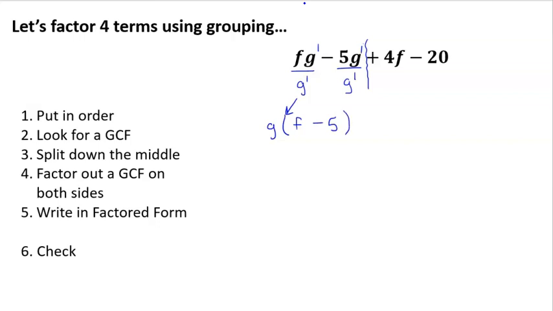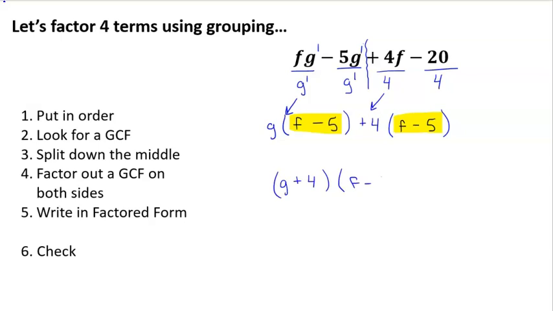Then we're going to do the same thing on the other side. On the other side, I know that 4 goes into both of these, and then I don't have a letter that goes into both. My 4 is going to come down here, positive 4, and then divide. So 4 divided by 4 is 1, and then we've got F, and then negative 20 divided by 4 is negative 5. Now from here, this looks like what we just looked at, right? And so to write this in factored form, we're going to have G plus 4, and then F minus 5, and that's it.